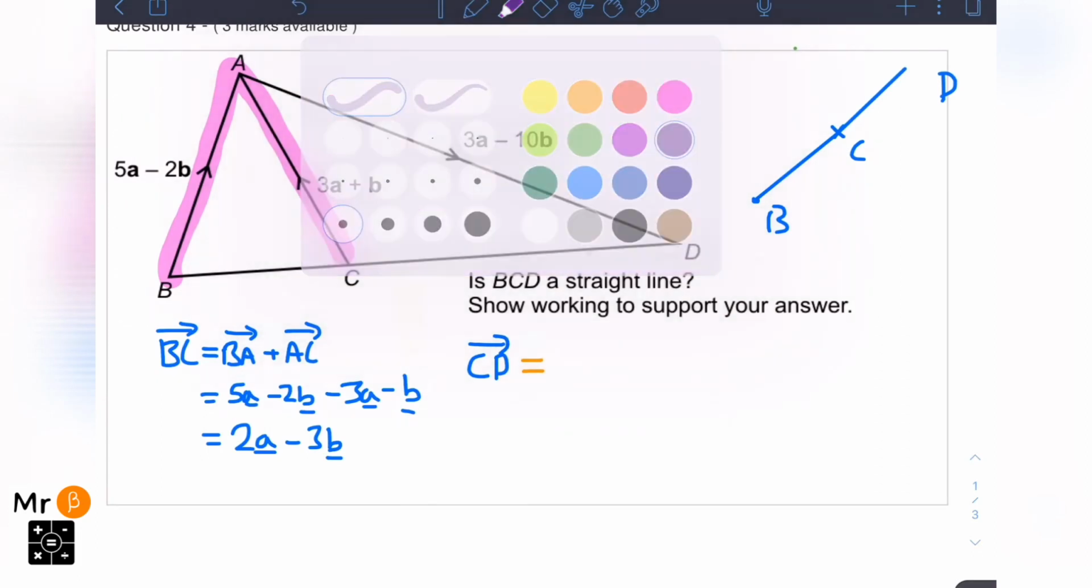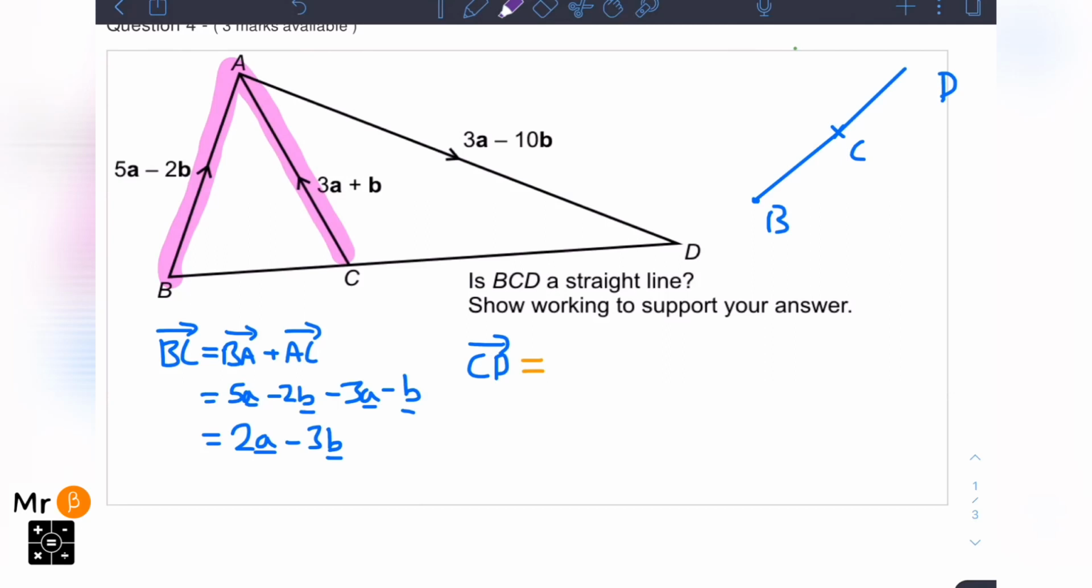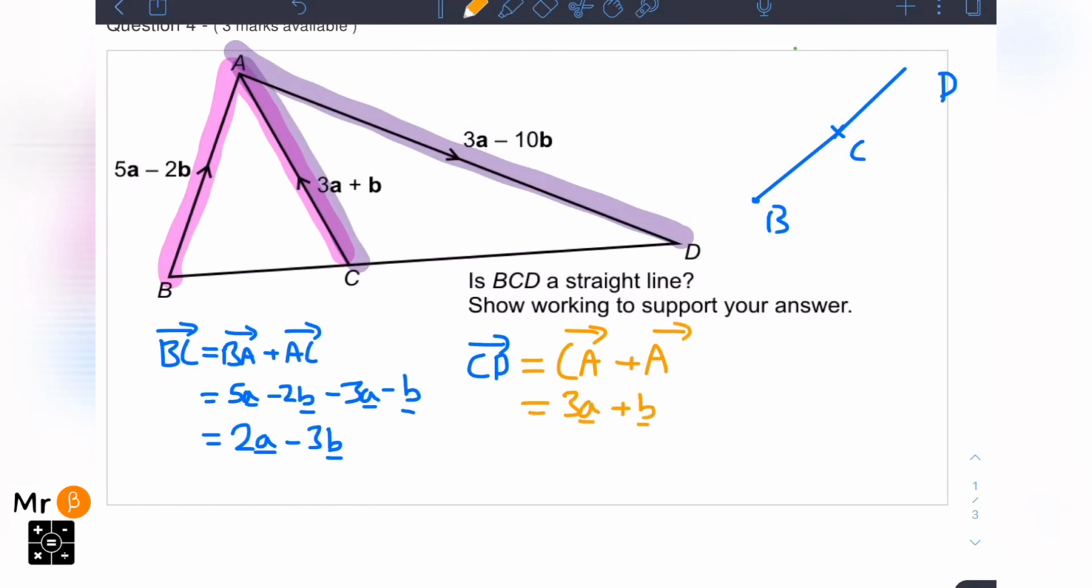So to go from C to D, we're going to take the route CA and then AD. So CA plus AD. We know that CA is this vector 3A plus B, and we know that AD is this vector 3A minus 10B. If we now collect together our vectors, we've got a total of 6A minus 9B.